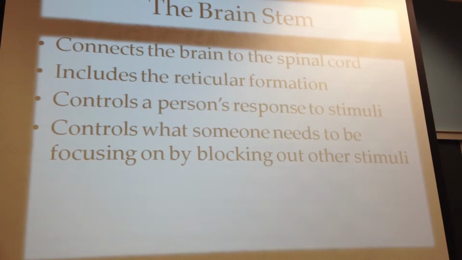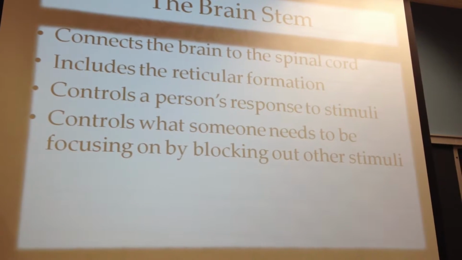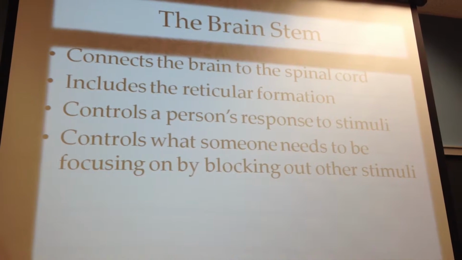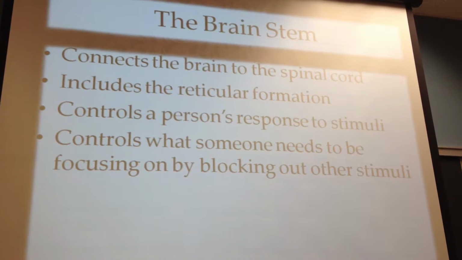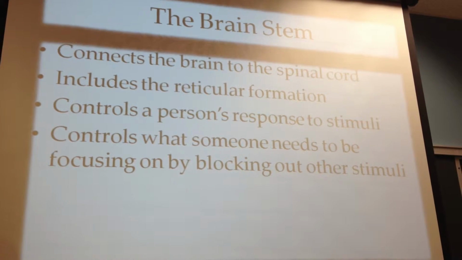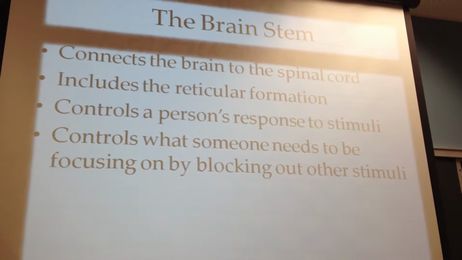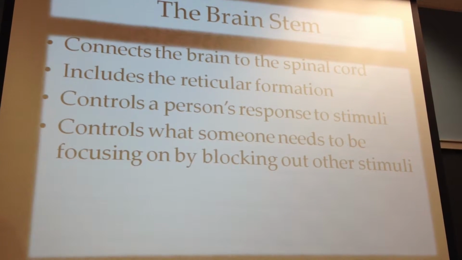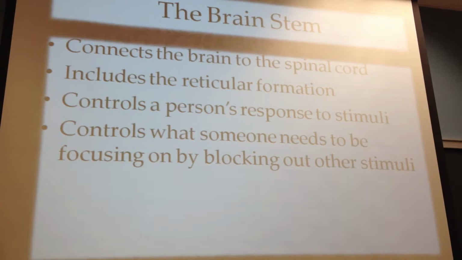The brainstem connects to the brain through the spinal cord. The spinal cord is fragile and damage to it can be catastrophic. The brainstem also includes the reticular formation, controlling how we respond to stimuli. These reticles control our focus, blocking out unimportant stimuli and making the most important priorities.